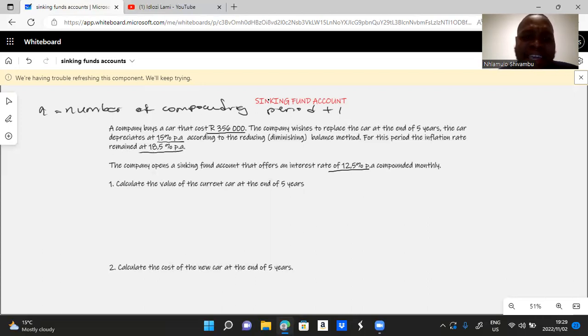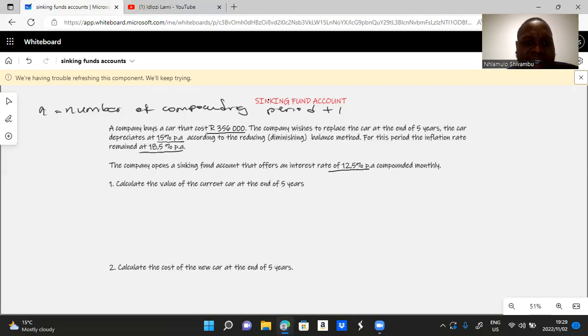So I've emphasized this thing more than 2 times so that you always remember when you're dealing with a sinking fund account, right? So let us look at the first question. The first question says you must calculate the value of the current car at the end of 5 years. Let us remember what we did.